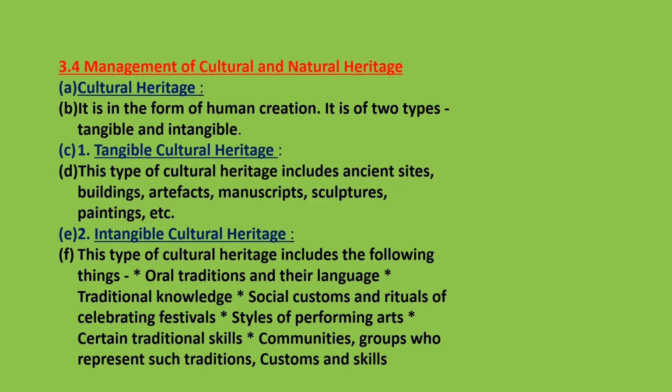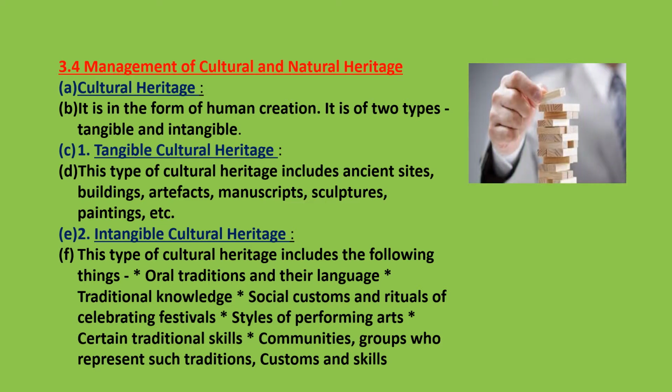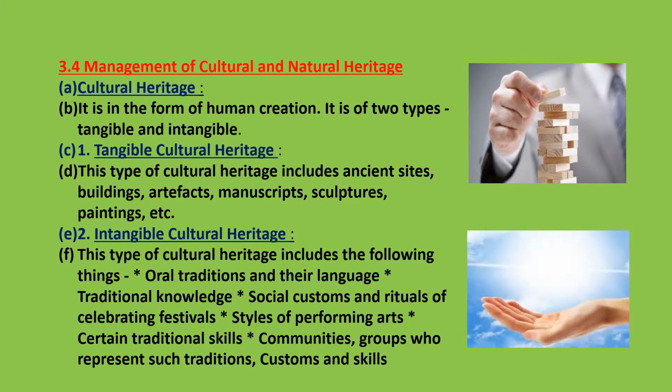This type of cultural heritage includes the following things: oral traditions and their language, traditional knowledge, social customs and rituals of celebrating festivals, styles of performing arts, certain traditional skills, and communities or groups who represent such traditions, customs and skills. The tangible, which we can touch, and the intangible, which we can only feel.